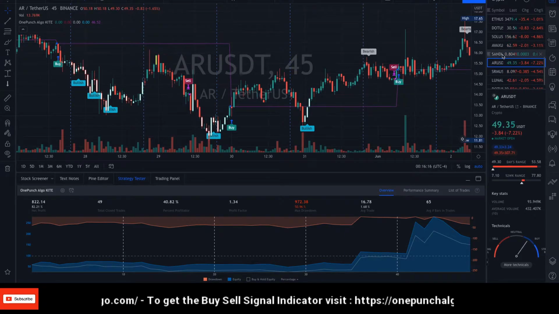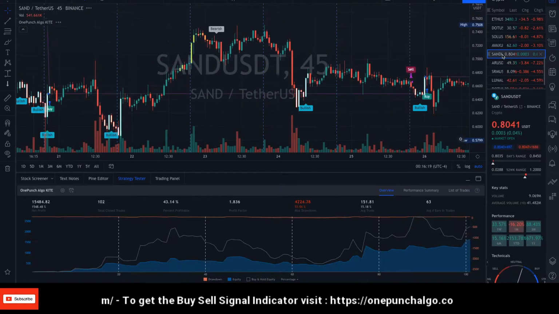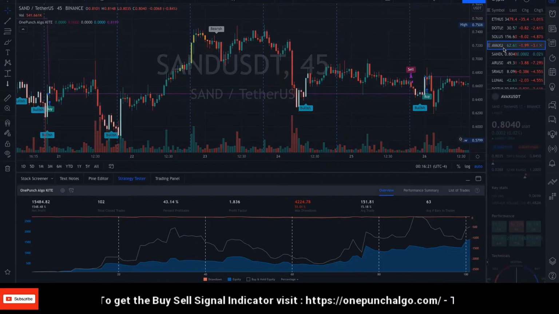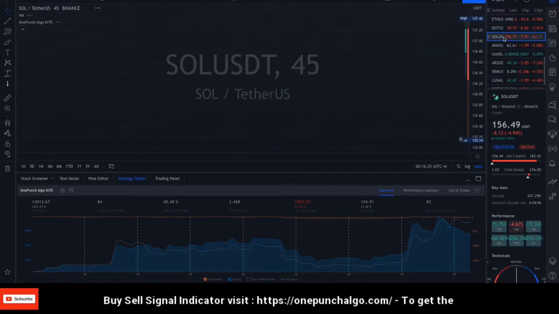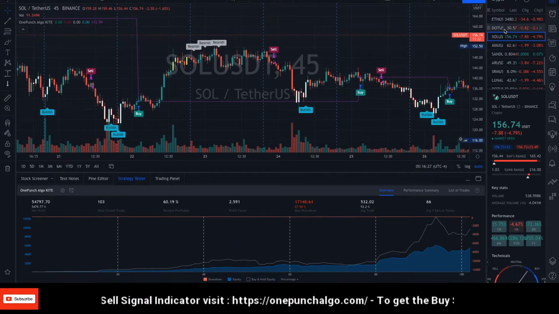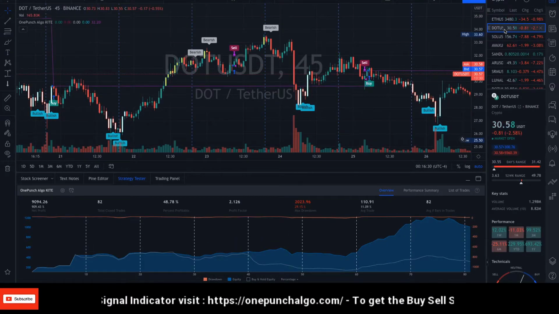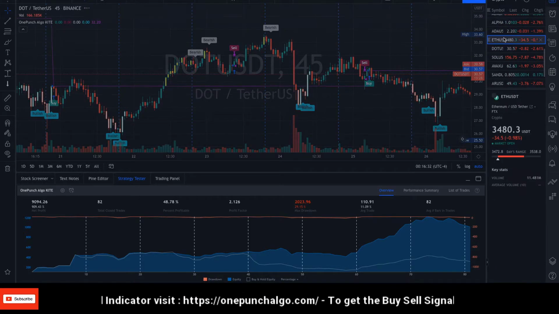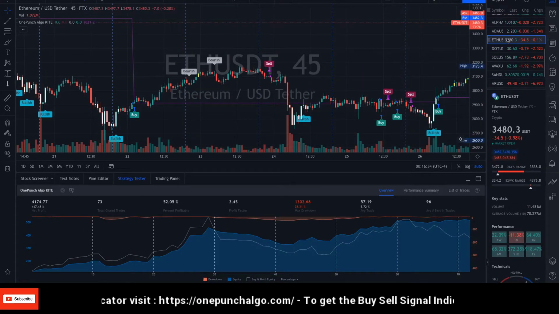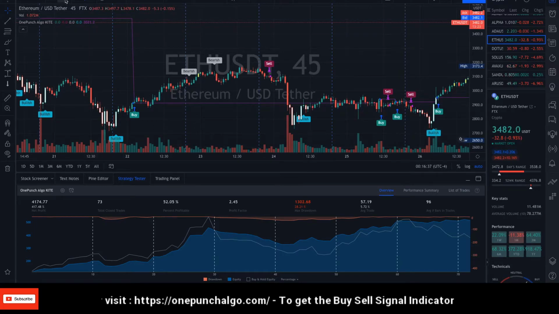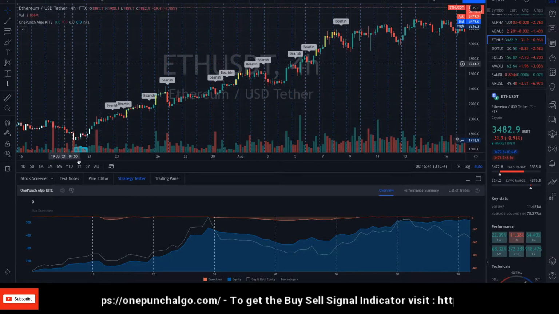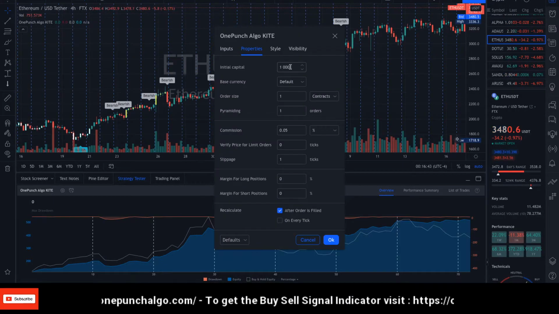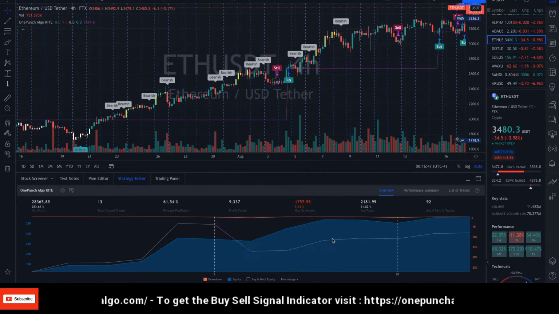So let's check different ones. Sand, AVAX, gold, Ethereum. Let's see Ethereum with starting from 4 hours. Actually, you need to increase the initial capital because Ethereum capital is big.